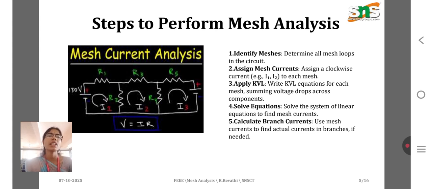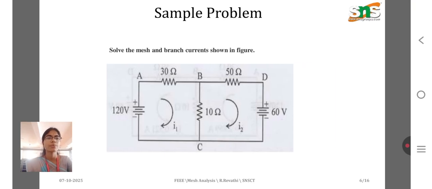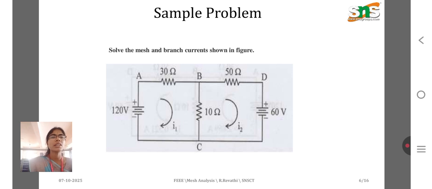Next, apply KVL. On the left hand side we sum the voltage sources, and on the right hand side we consider the I and R components, which is nearly V is equal to IR, Ohm's law. Then calculate the branch current: use mesh currents to find the actual current in the branches if needed. The branch current, denoted as I0, is equal to I1 minus I2.